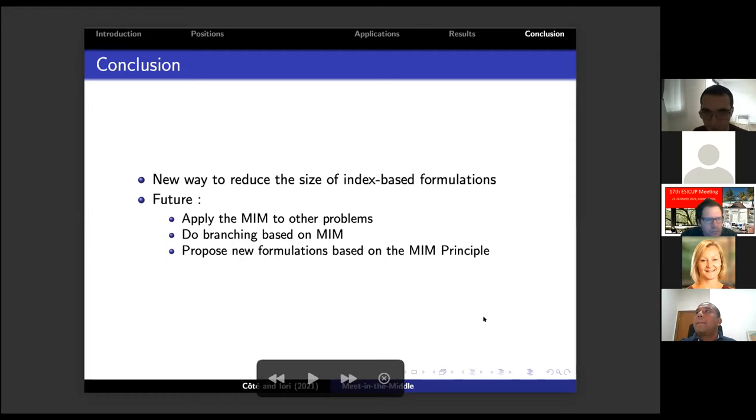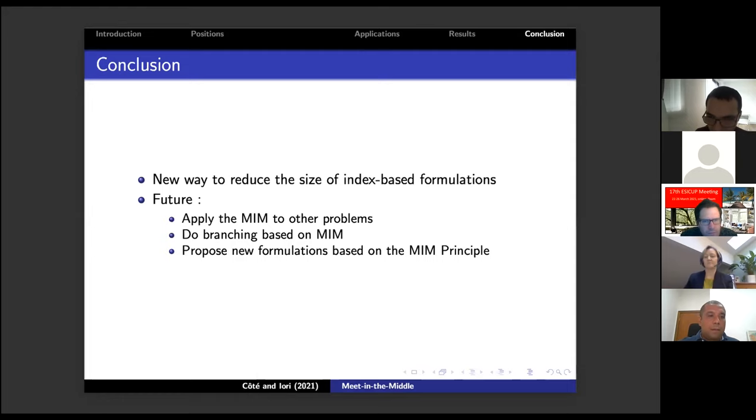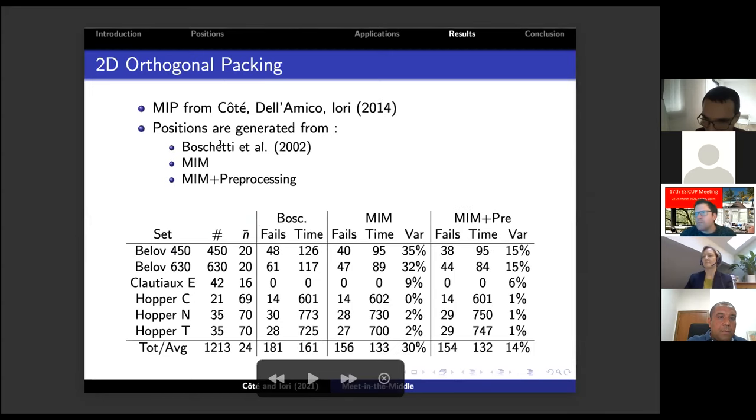Yes, so thank you for the presentation. This model is very interesting. I just have a question about the last table. It seemed that with the pre-processing, sometimes it solves fewer instances, or?